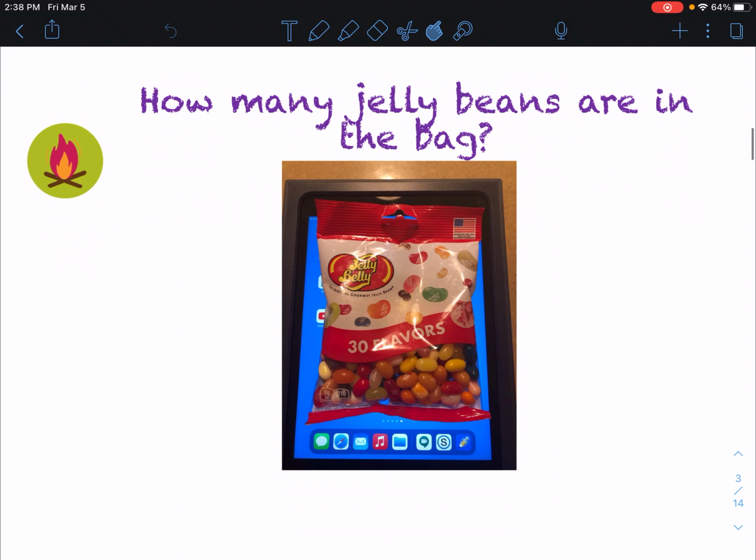All right, to get us going here, how many jelly beans are in this bag? I put it on top of my iPad so you have an idea of the size.